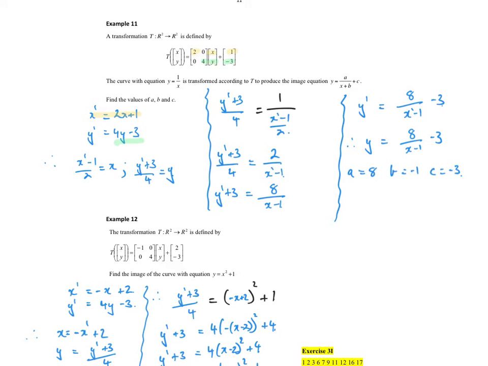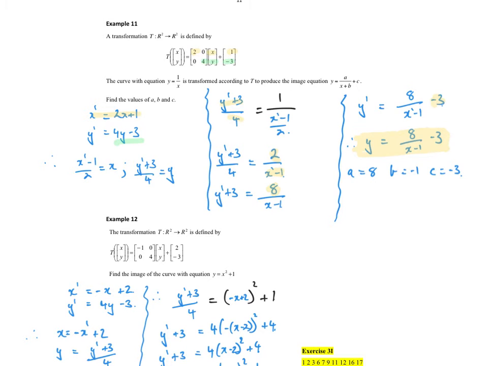And the rule we've got is obviously y equals 1 on x. So y dash plus 3 on 4 is equal to 1 over x dash minus 1 on 2. I've decided to manipulate the right-hand side first. We divide by a fraction, flip it upside down and multiply. So it gives me a 2 over x dash minus 1. Multiply that 4 across, we'll turn that into 8, and then subtract 3, which gives me the rule. So there's my rule in the format that they require.